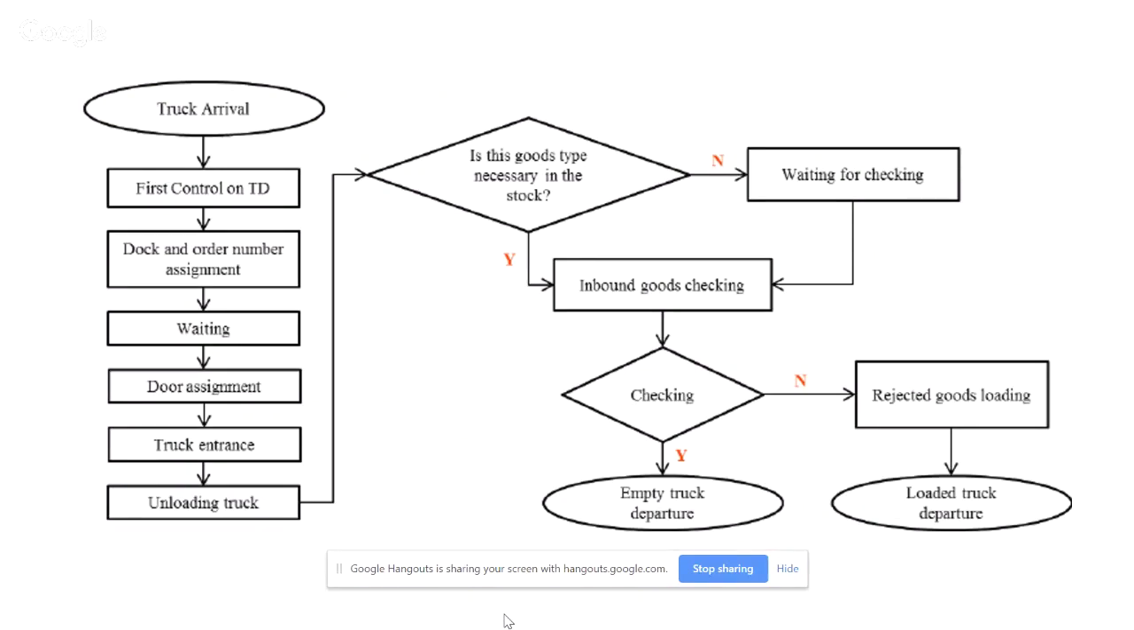So here's just an example, and it's an example that you can use for yourself: a truck arriving at a loading dock, at a warehouse. The first step is that truck. You need to have a truck, you need to have a driver. Then the truck driver has to have a phone to contact the control. Once they contact the control, they get a dock and order number assigned. They have to wait. You have to identify how long it usually takes. They get a door assigned. Then they do the truck entrance, and then the truck is being unloaded.